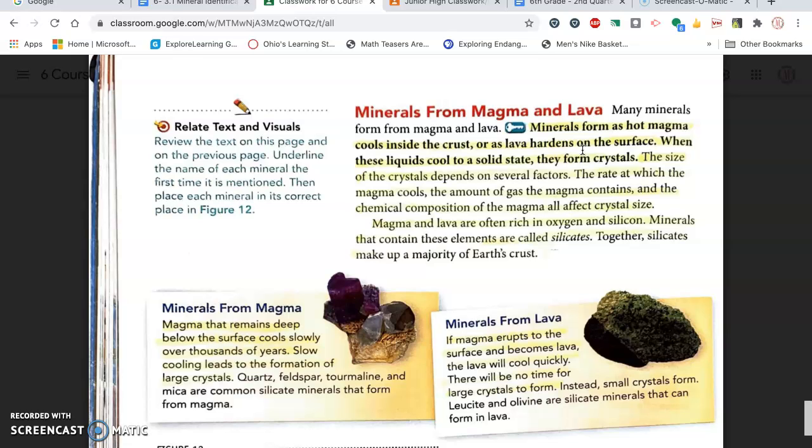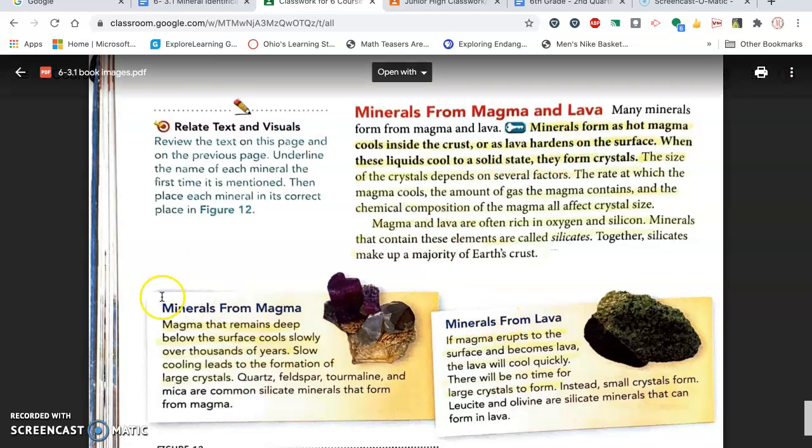And so when magma and lava cool, they form minerals. Magma can cool underneath the surface of the earth. It doesn't have to reach the surface to cool. As it gets closer and closer to the surface of the crust, still underneath the surface, it can cool and harden into minerals. And one of the things your book talks about is when this happens, it's going to take a little bit longer. And so the crystals are able to grow larger.